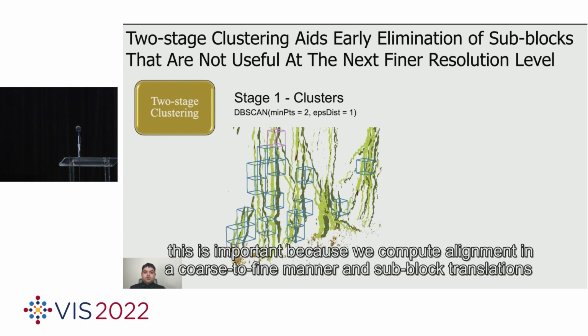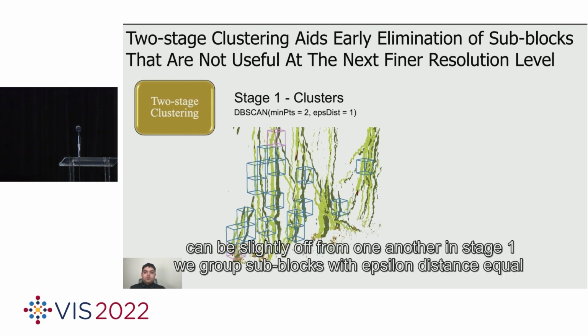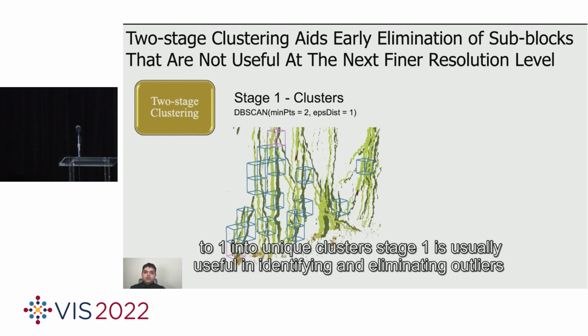This is important because we compute alignment in a coarse-to-fine manner. Subblock translations can be slightly off from one another. In stage 1, we group subblocks with epsilon distance equal to 1 into unique clusters.